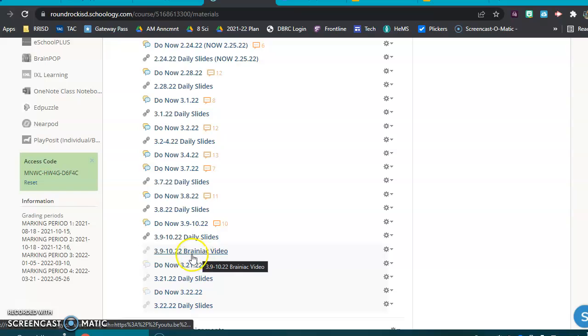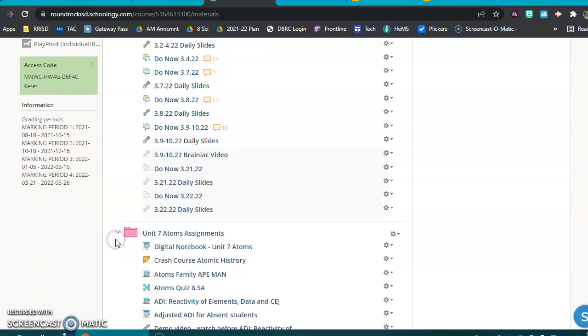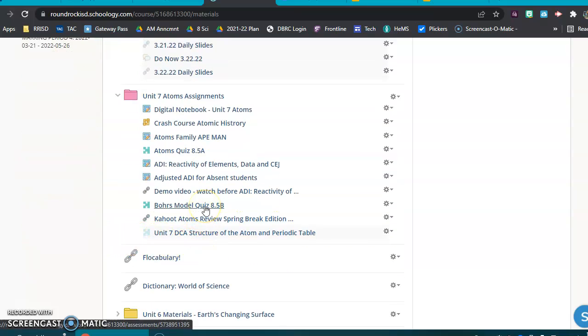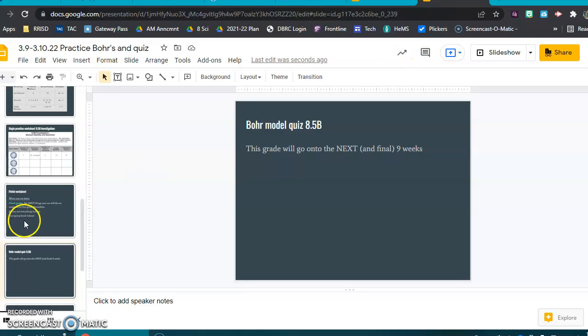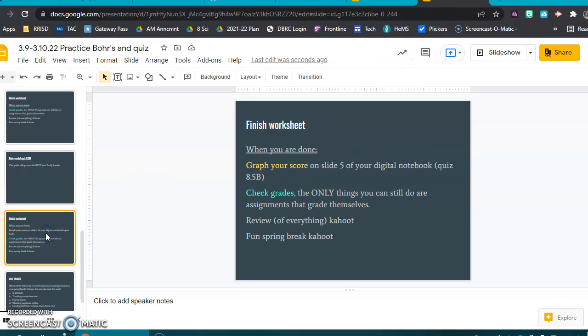Okay, there are daily slides. Okay, and here is your Bohr model quiz. You'll take that. We have to grade a piece of this. So when you're done with this, just be patient. We need to grade one, but you'll take this Bohr model quiz. And then there is an Adams Review Spring Break Edition Kahoot, kind of to keep your brain flowing and things like that. But that is where we are at.